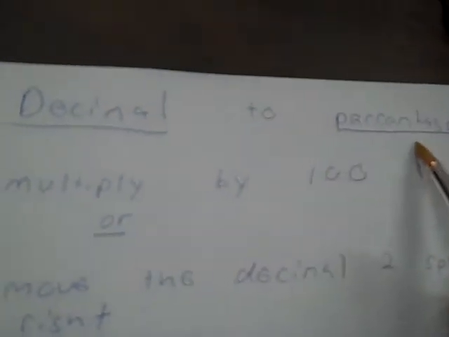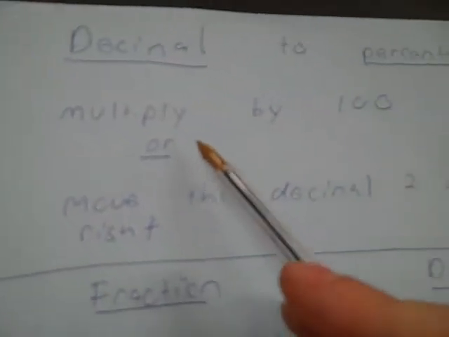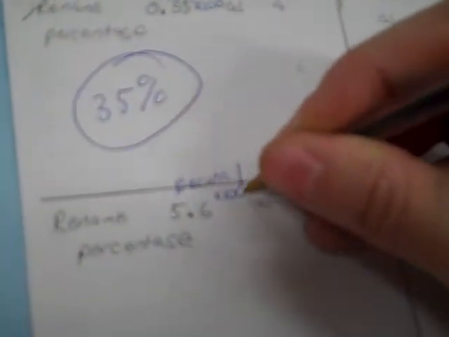Okay, 5.6, so here's the decimal. It's a decimal as a percentage, so decimal to percentage, okay? Again, you can multiply by 100 or you can move the decimal 2 spaces right. So we're going to times 100. So 560%.